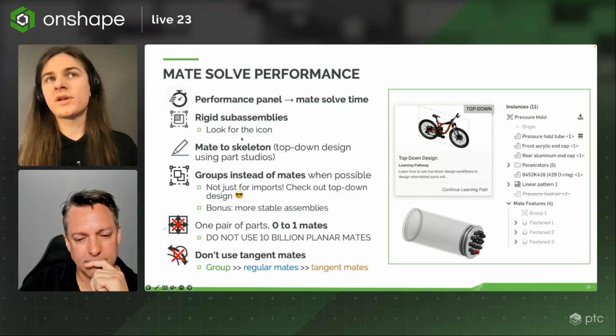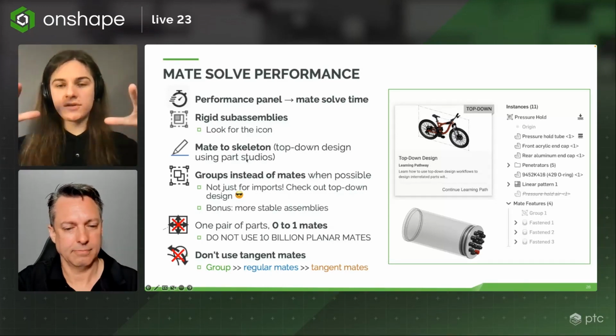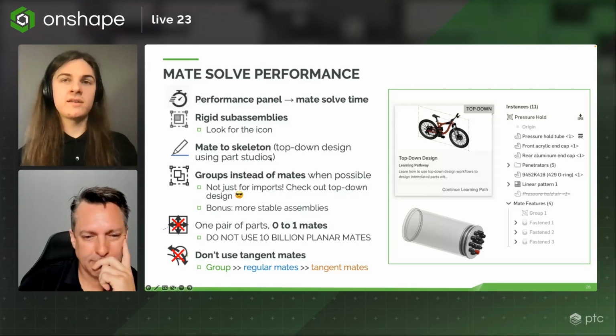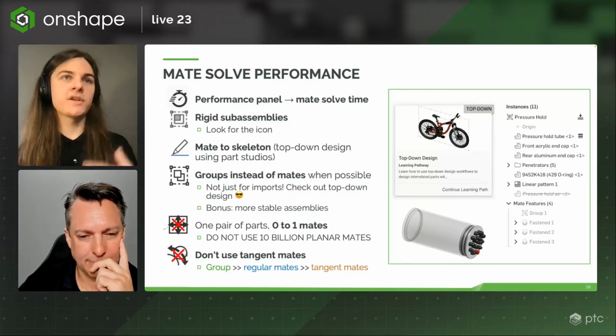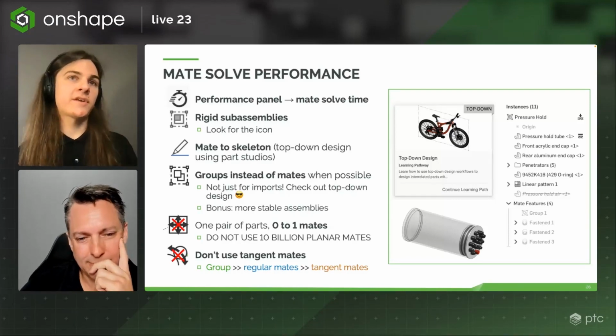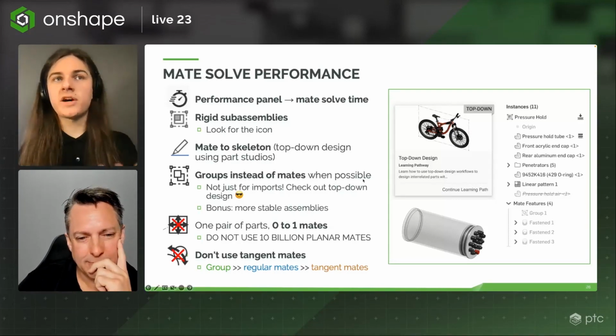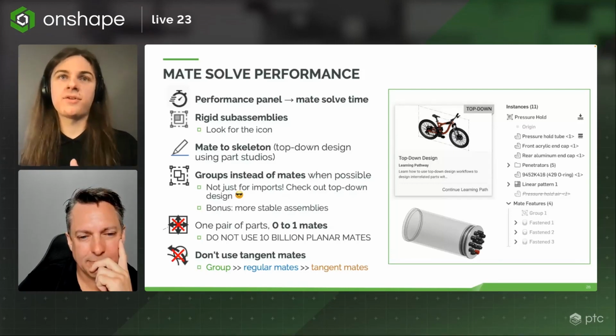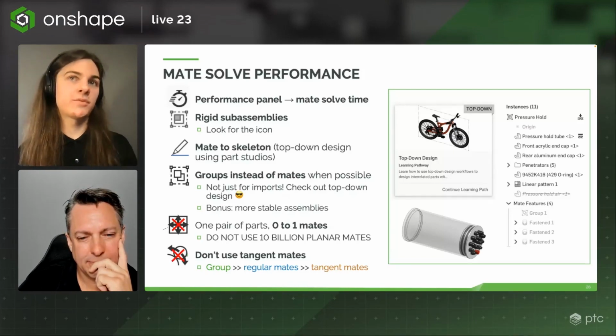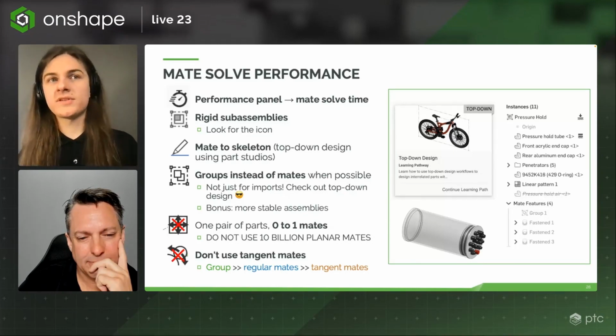Additionally, use the mate to skeleton strategy. So this means that you insert some sort of single skeleton part and mate a bunch of stuff to that, instead of having a bunch of complicated relationships between parts. On the topic of relationships between parts, groups are a lot faster than mates. So when possible, try using groups instead of mates. It's not just for getting your imported assemblies to stick together. It's also great for top-down design, where you have a single part studio that's driving a whole bunch of stuff in one assembly.